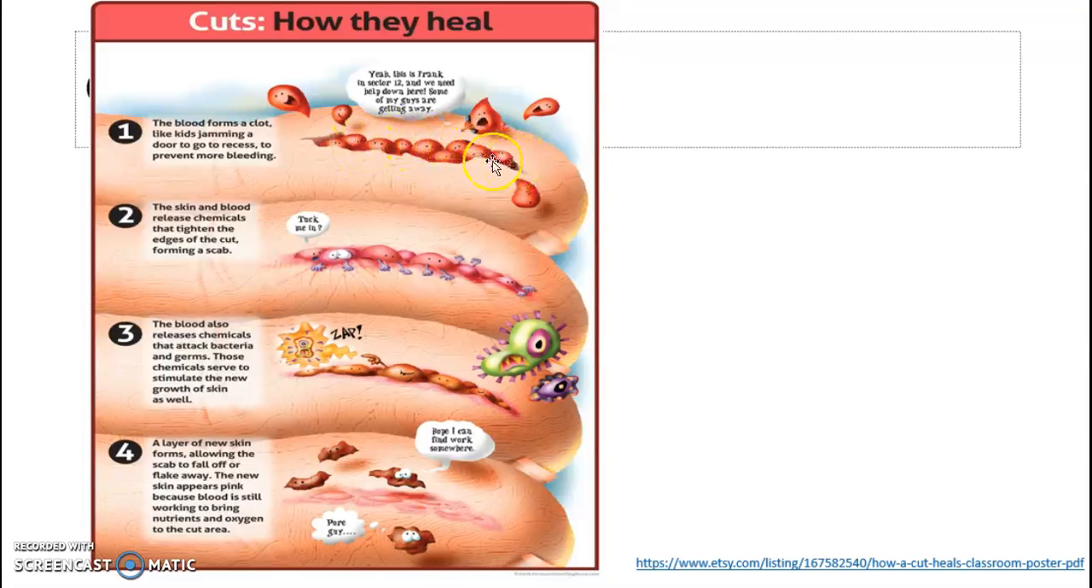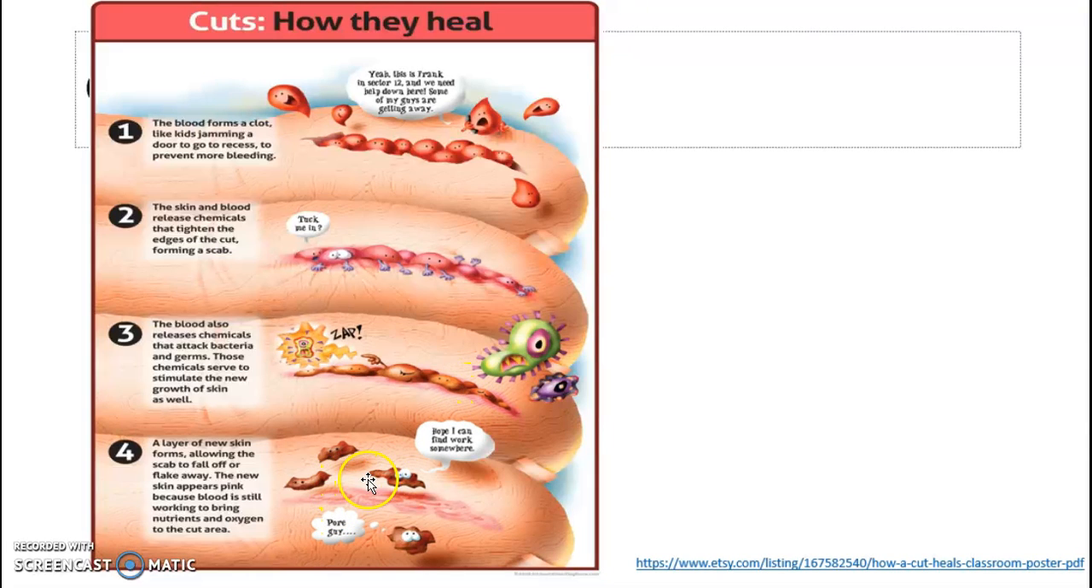to prevent more bleeding, and then the skin and the blood release chemicals, tightening the edges of the cut. So they tighten here, form a scab, and they also release chemicals that attack the microorganisms like bacteria, and the chemicals also function to stimulate the new growth of skin as well.